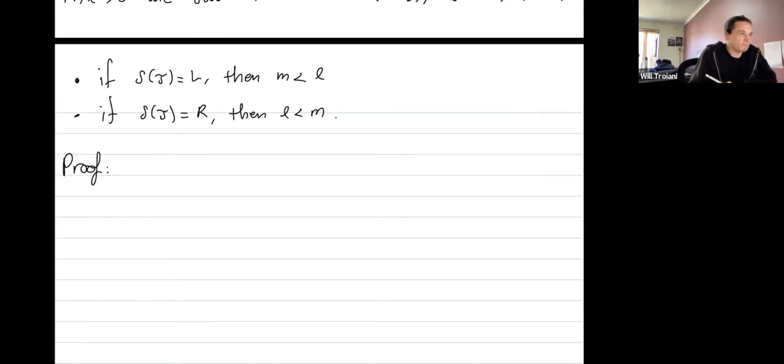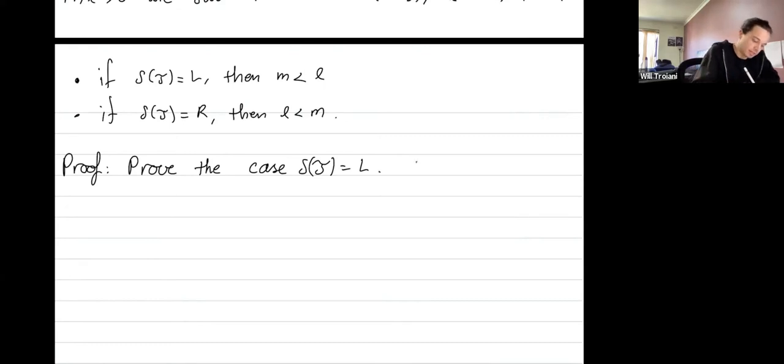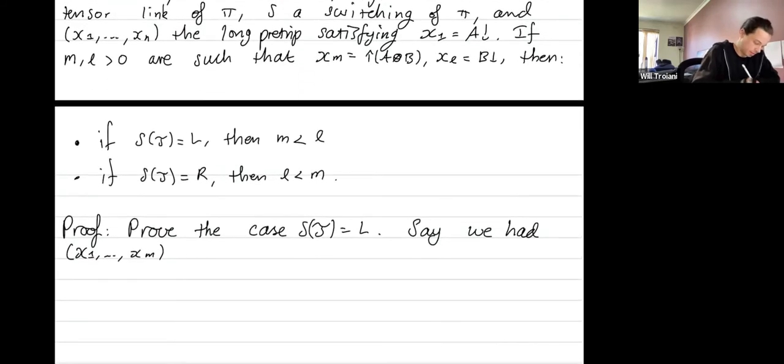So we can prove it by contradiction, right? So let's look at the case where it is equal to L, and say that's an N.